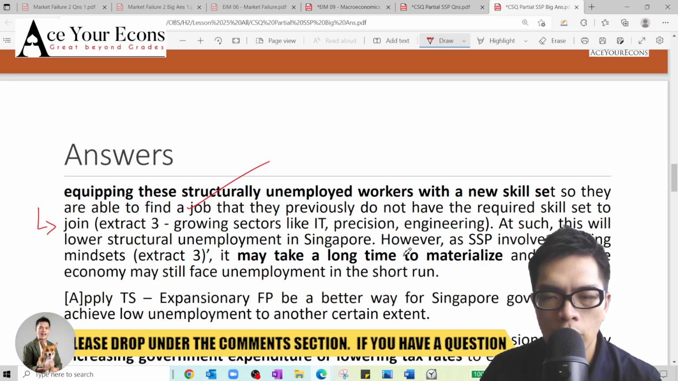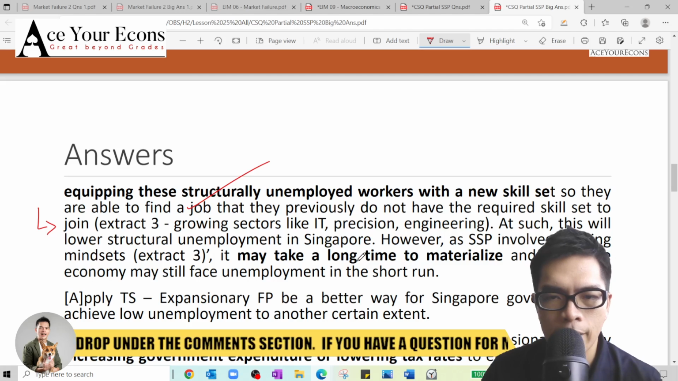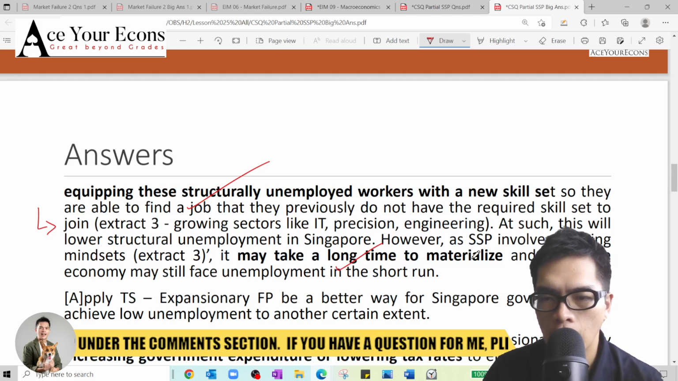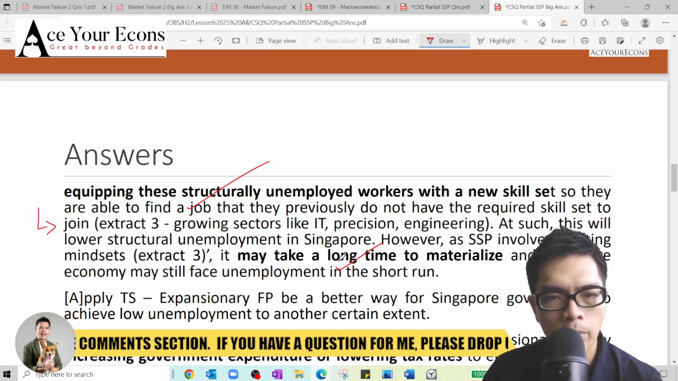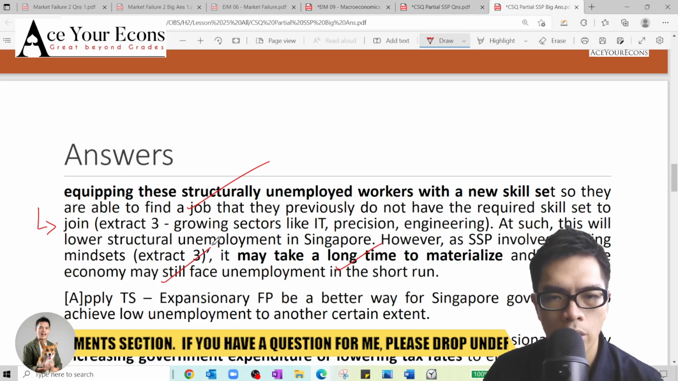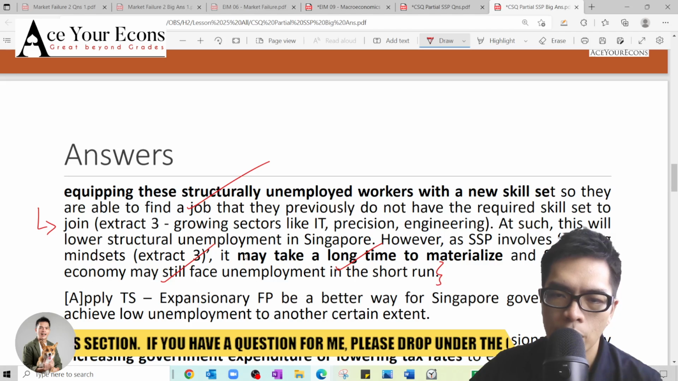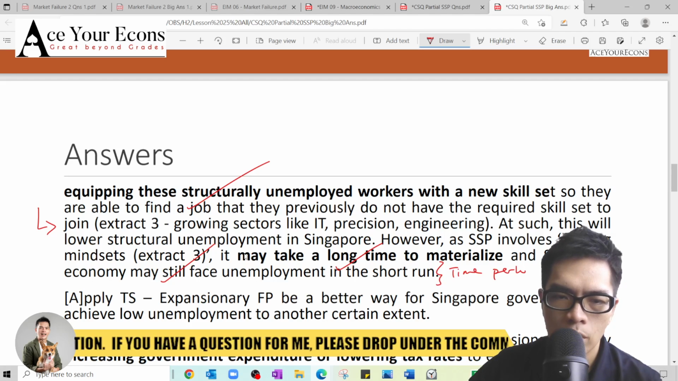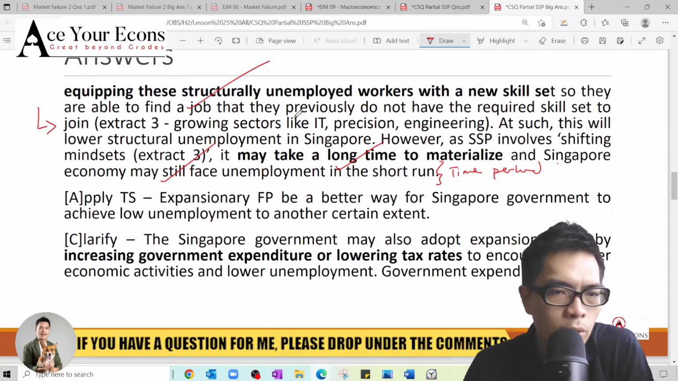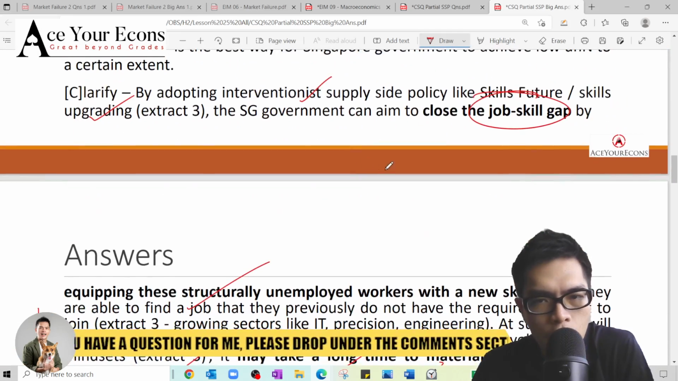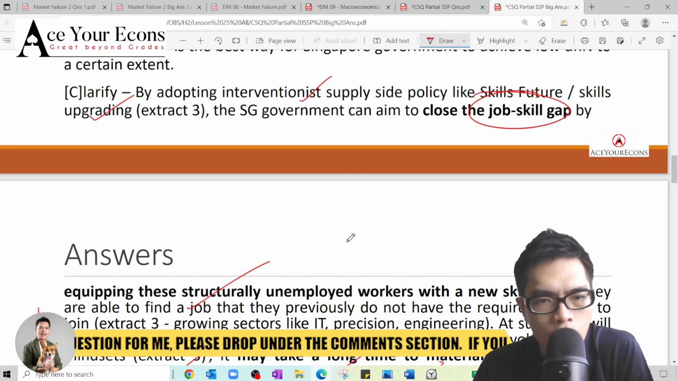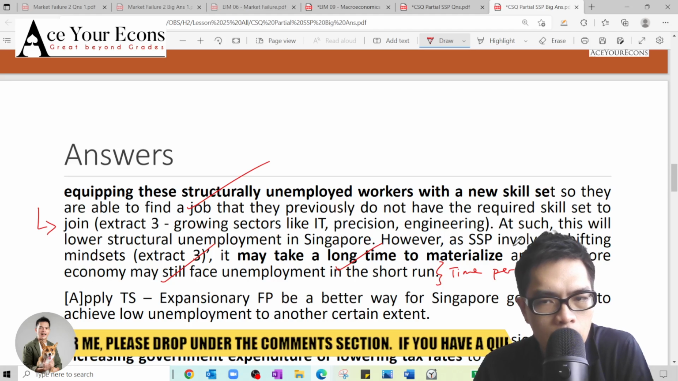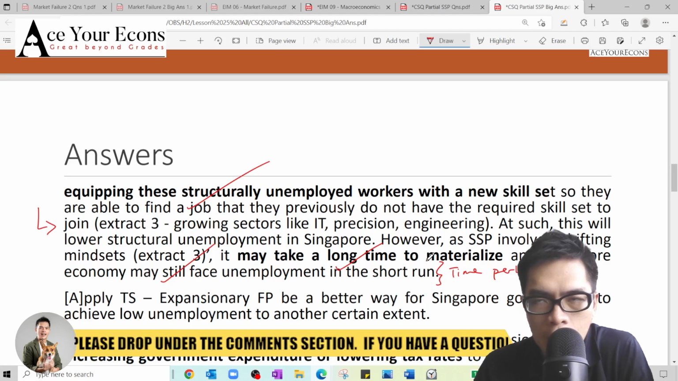Limitation. Make sure you cite the limitation of supply side policy. You can talk about the long time it takes to materialize, and the Singapore economy may still face unemployment in the short run. So you want to relate this to time period. Alright, I'm going to move on to the next part. I just want you to check the outline for supply side policy. Have you related it to a particular problem of structural unemployment? Have you cited case materials? And have you listed a limitation?